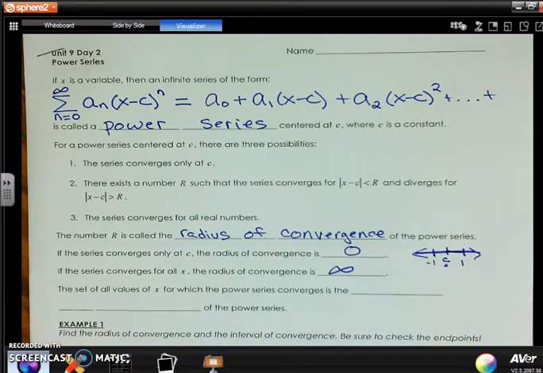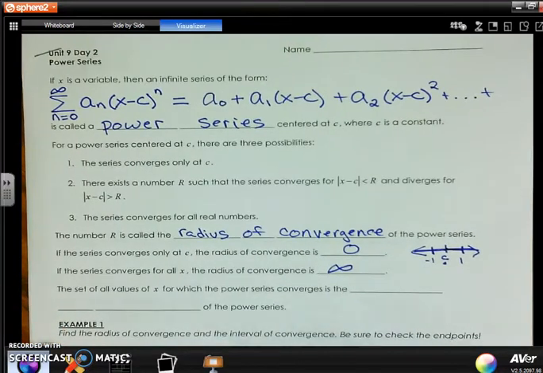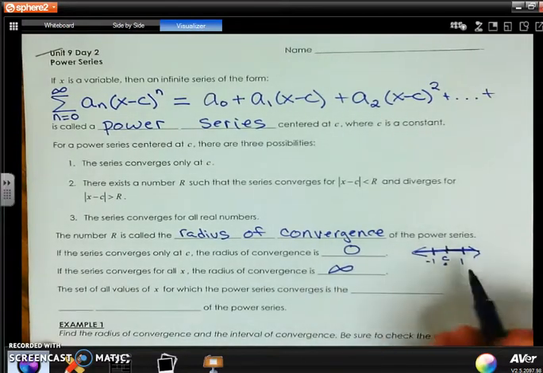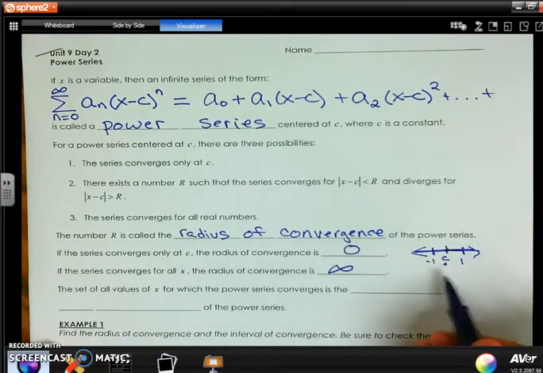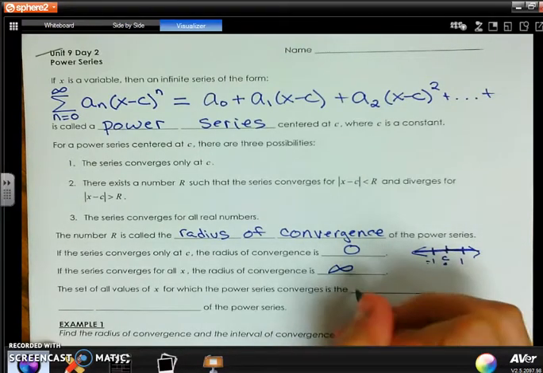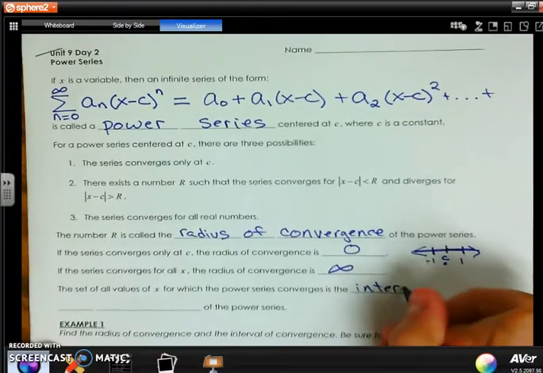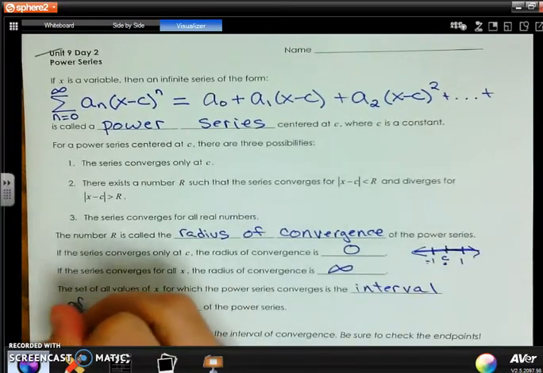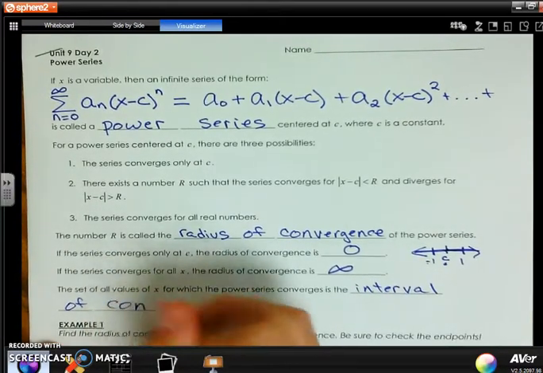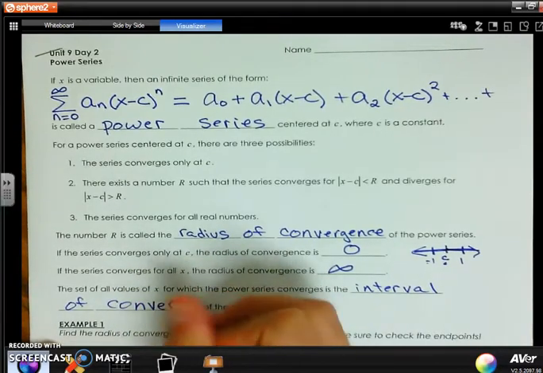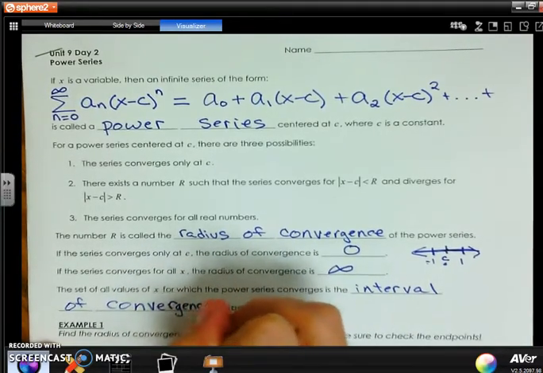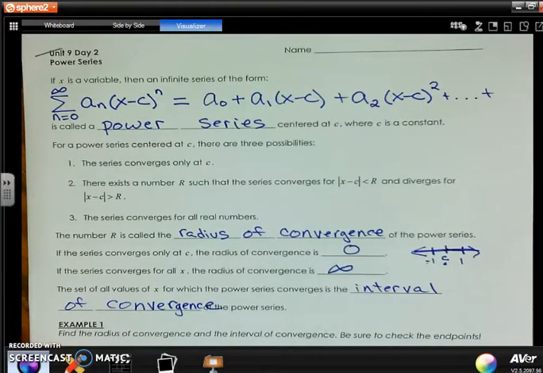So the set of values of x for which the power series converges is the interval of convergence. In this quick drawing I drew here, the interval of convergence is the whole thing. So here the interval would be -1 to 1, where the radius is just 1, but the interval is the whole thing there. So that's called the interval of convergence. This convergence and divergence business should sound a little bit familiar to you. It should bring back some Unit 8 memories.